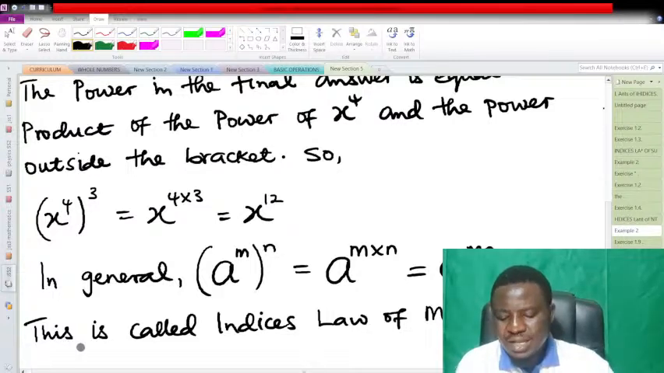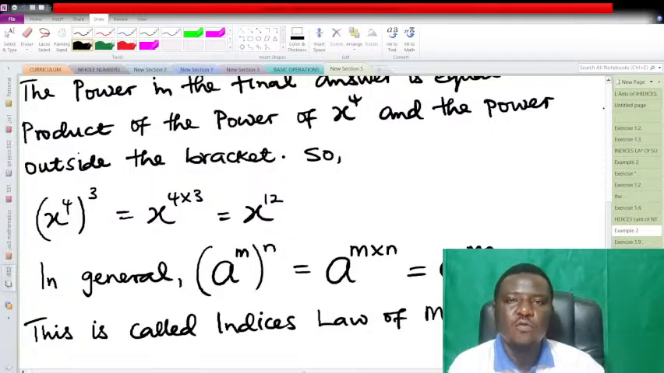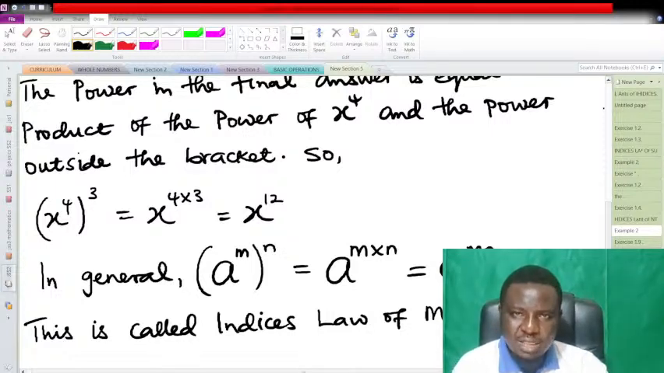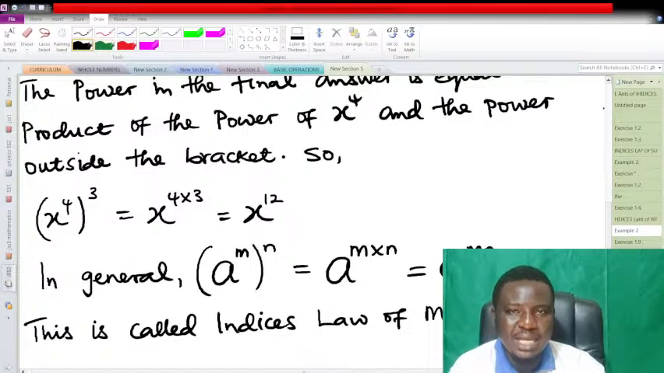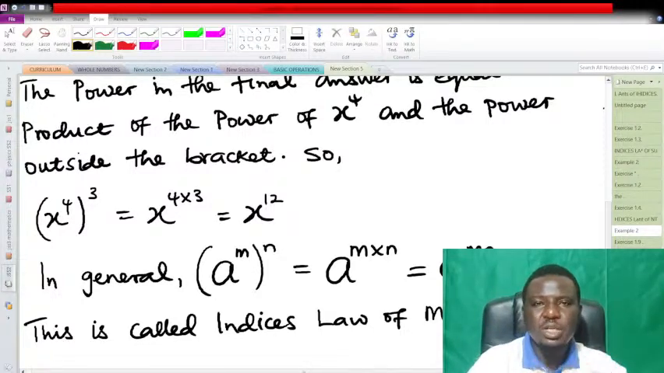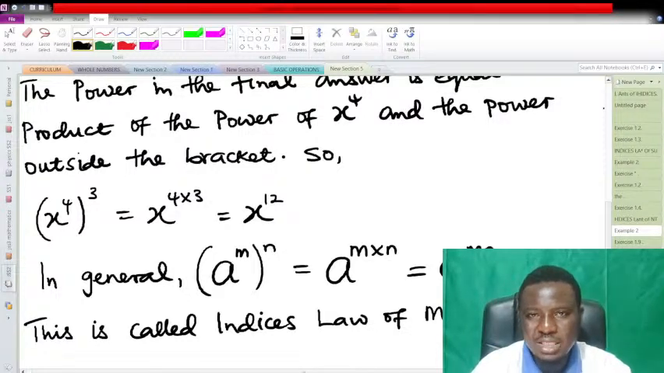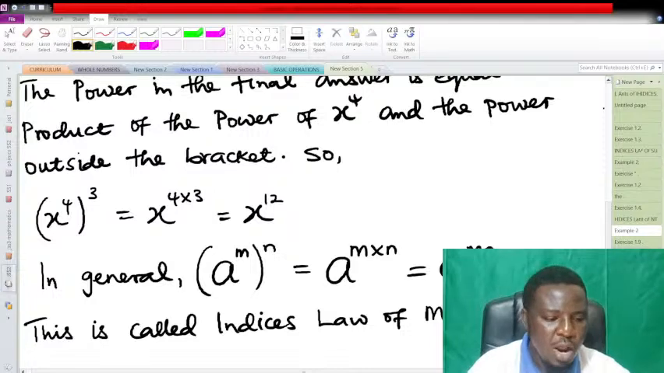So this is called the indices law of multiplication. And the indices law of multiplication, one more time, says when you have an expression a raised to the power of m, all raised to the power of n, it is equal to a raised to the power of m times n, which is a raised to the power of mn. So let's use what we have learned in the indices law of multiplication in solving more exercises.